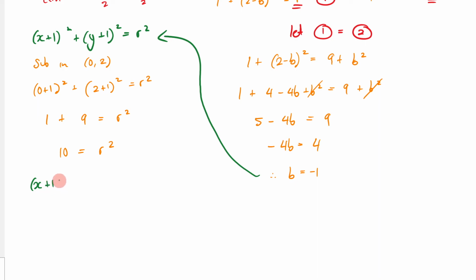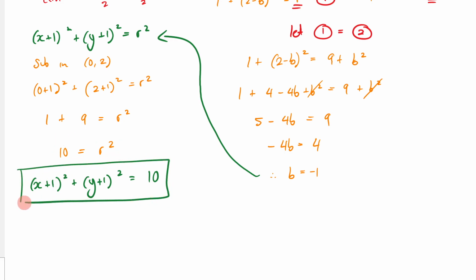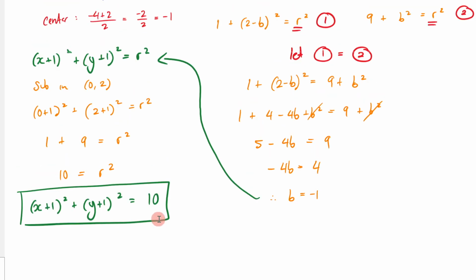(x + 1) squared plus (y + 1) squared is equal to 10. And that's it, because r squared is equal to 10, so I don't have to square root anything, because I'm just replacing that there. There is our answer: (x + 1) squared plus (y + 1) squared is equal to 10. Just like that, we're all done.